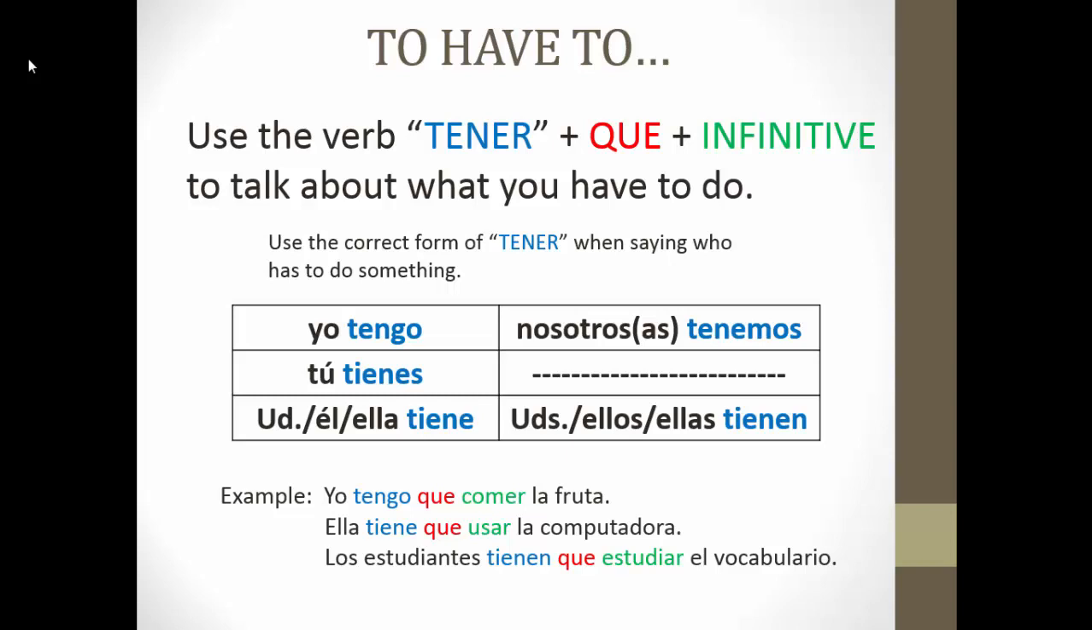The last sentence, los estudiantes tienen que estudiar el vocabulario. Los estudiantes is the subject, which is like saying they. We know they is ellos, therefore the form of tener is tienen. Notice we have to use the word que and the infinitive to follow that to say what it is the students have to do. Los estudiantes tienen que estudiar el vocabulario means that the students have to study the vocabulary.